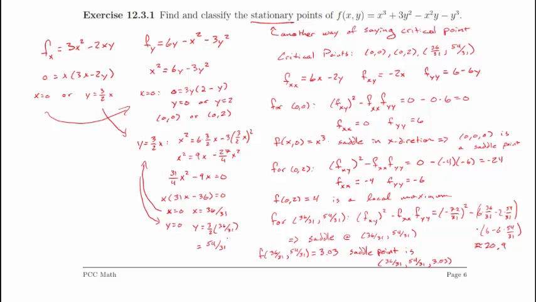So now to determine if these critical points are going to be minimums or maximums or saddle points, we need to get my second partial derivatives. So f sub xx equals 6x minus 2y, f sub xy equals negative 2x, and f sub yy equals 6 minus 6y. If I plug in (0, 0) for my classification equation, f sub xy squared minus f sub xx times f sub yy, we get that this equals 0.